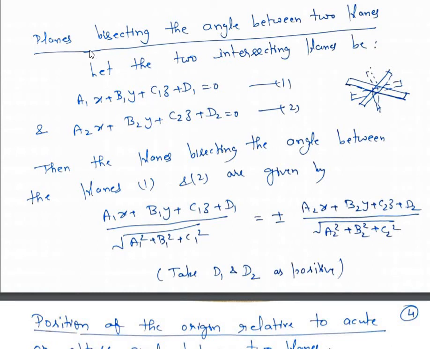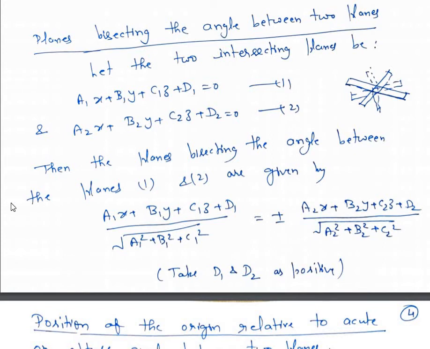Now suppose we want to find out planes bisecting the angle between two planes. Suppose we have two planes. One plane is a1x plus b1y plus c1z plus d1 is equal to 0. And suppose that second plane is a2x plus b2y plus c2z plus d2 is equal to 0. Then, as you have studied in class 11 for straight lines, a similar formula is applicable here also.